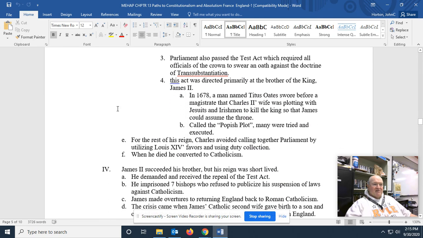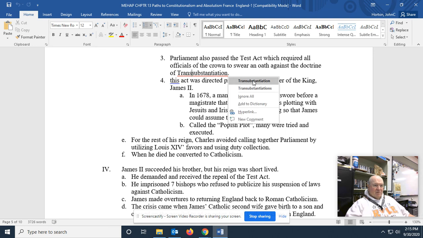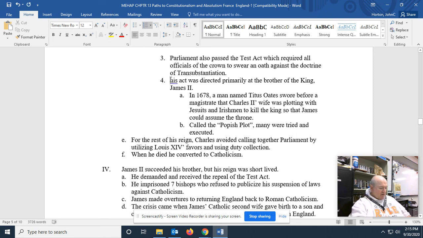Parliament also passed the Test Act, which required all officials of the crown to swear an oath against the doctrine, oh, look at that word again, of transubstantiation. Now, why is that word, oh, it has one S. Of transubstantiation. Please tell me you remember that word, transubstantiation.